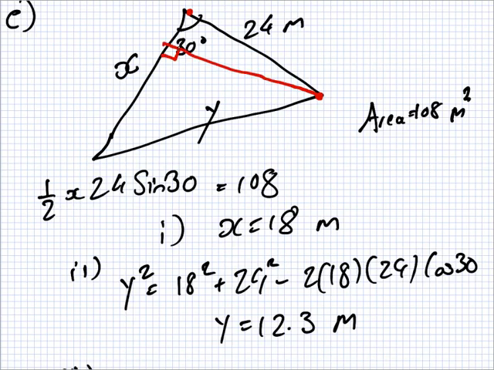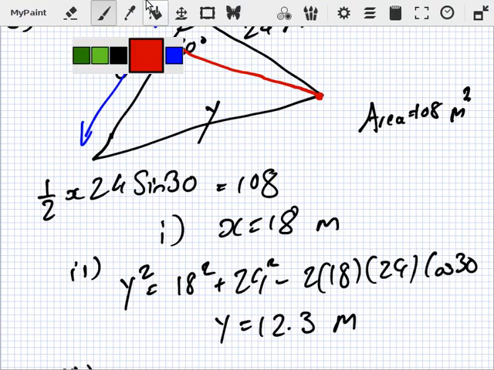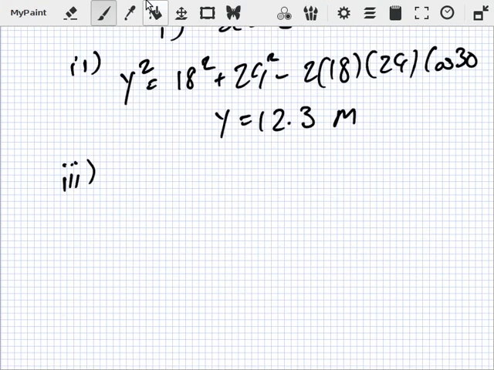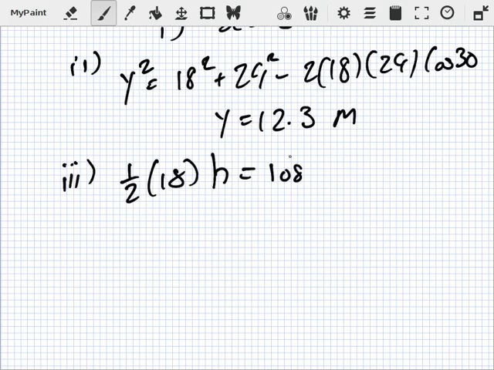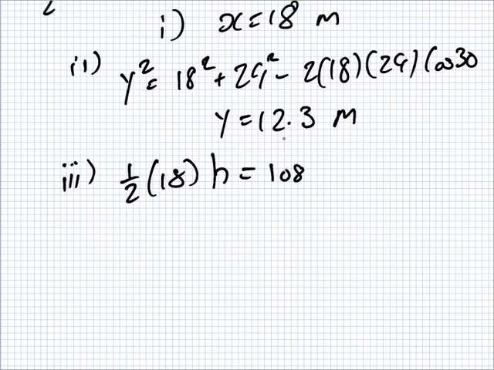Now if I look at this one, I can think of this as being an area problem. So if you look at this side as being the base, what's the formula for the area? A half the base, which is 18, times the height, which is what I want. That should equal 108. Is the answer 12?